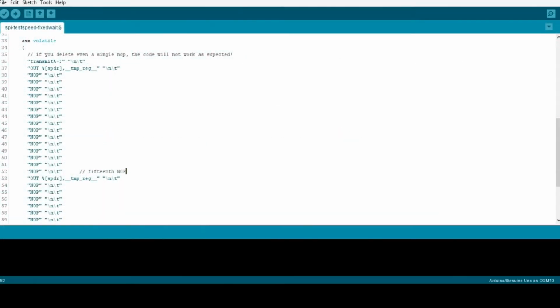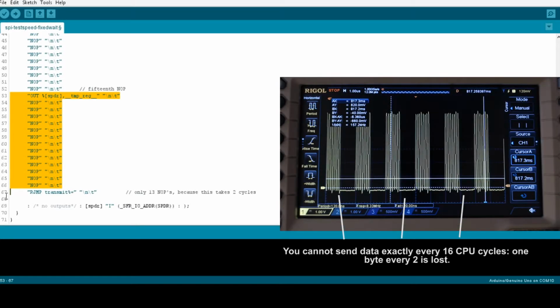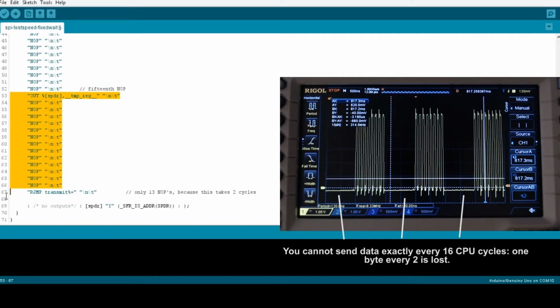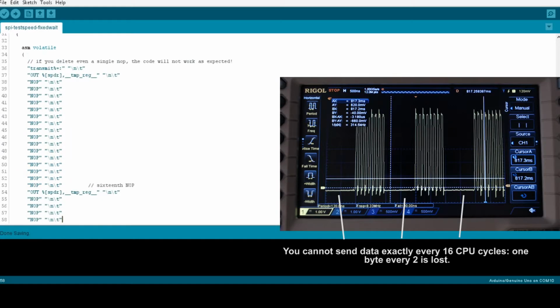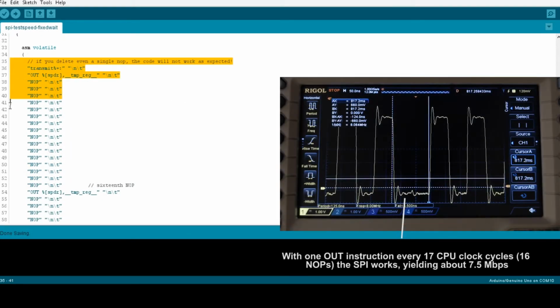You might be tempted to reach the maximum 8 megabit per second speed by writing data to the SPI register each 16 CPU clock cycles, i.e. once per microsecond. However, it turns out that due to the particular SPI implementation, you can send data only every 17 CPU clock cycles, and not just 16.